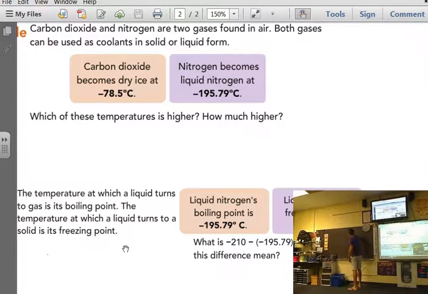So, negative 195.79, it doesn't matter which one you actually start with, minus the negative 78.5. Even if it was plus. Okay, now when we're discussing distance or difference between values, our subtraction problem has to be nestled inside of an absolute value. Why? Because distance can't be negative.